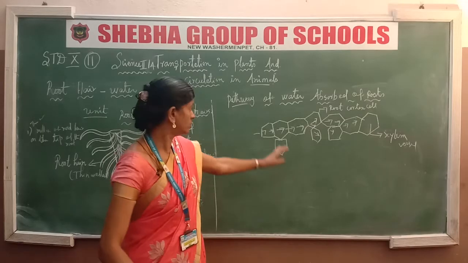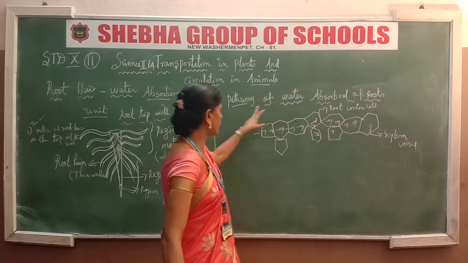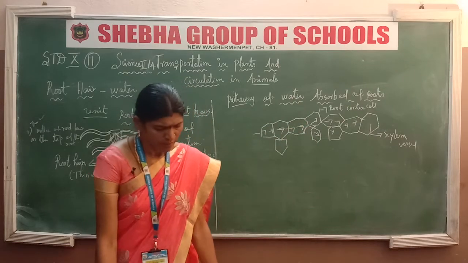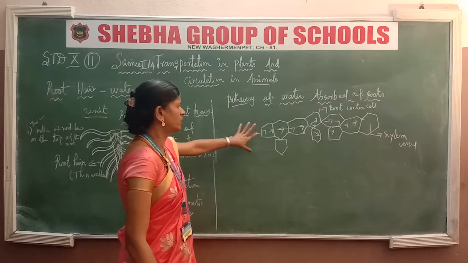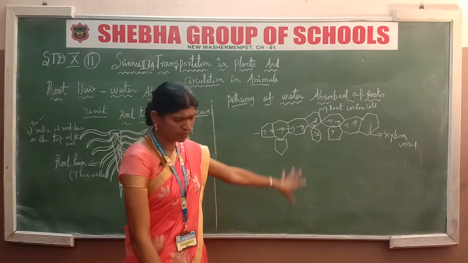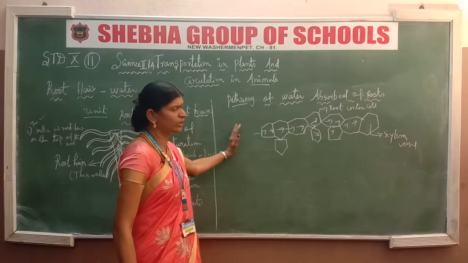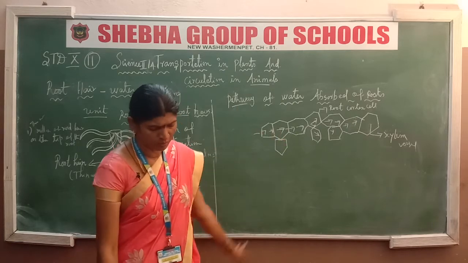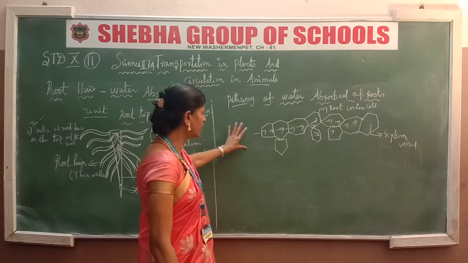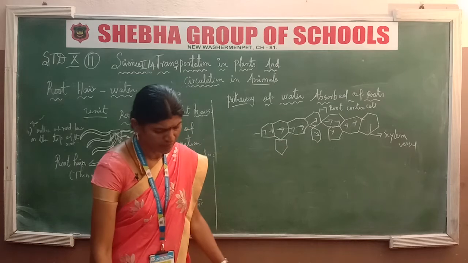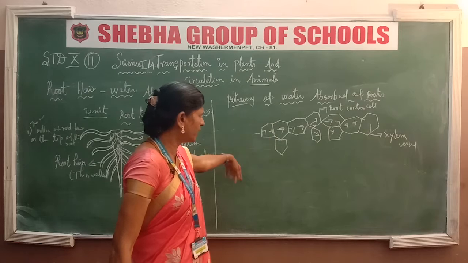Next one. Pathway of water absorbed by the root. The water must enter into the root hairs. You already know water enters the roots only by way of the root hairs. The concentration of water molecules in the root hairs is high, fully absorbing. Then from the root hair cells the water moves to the cortex region.